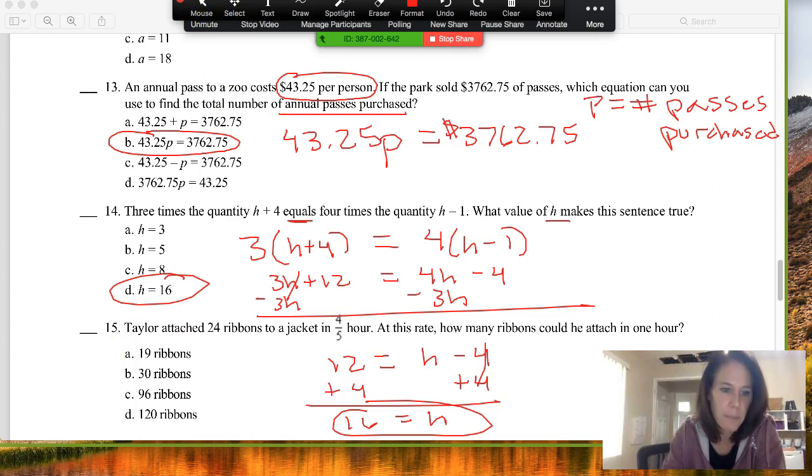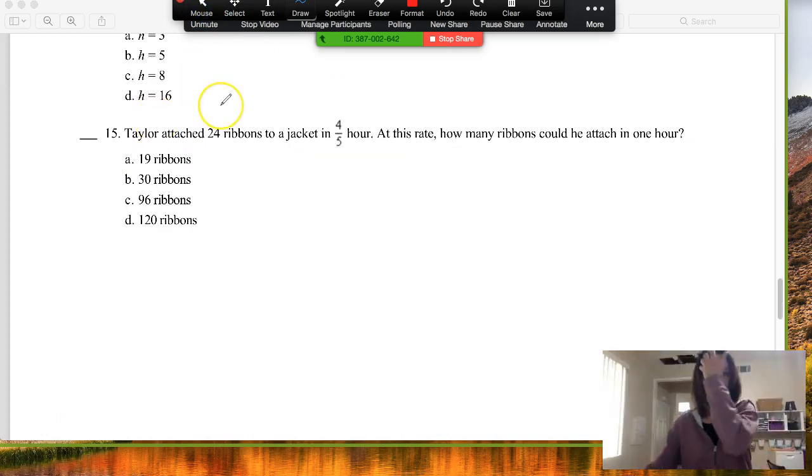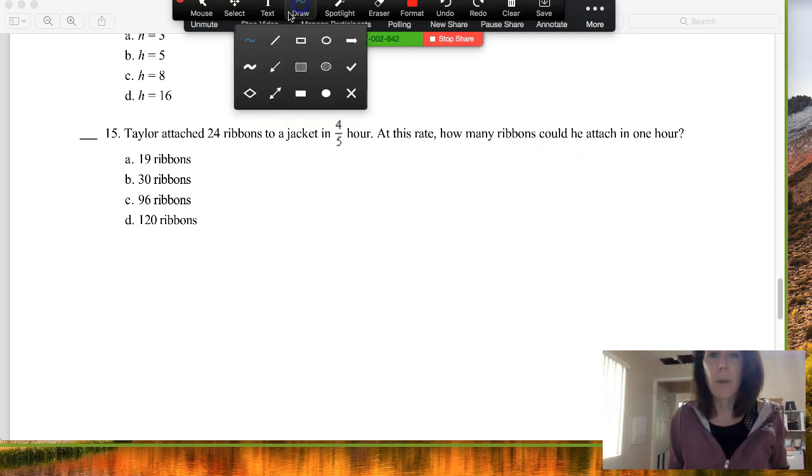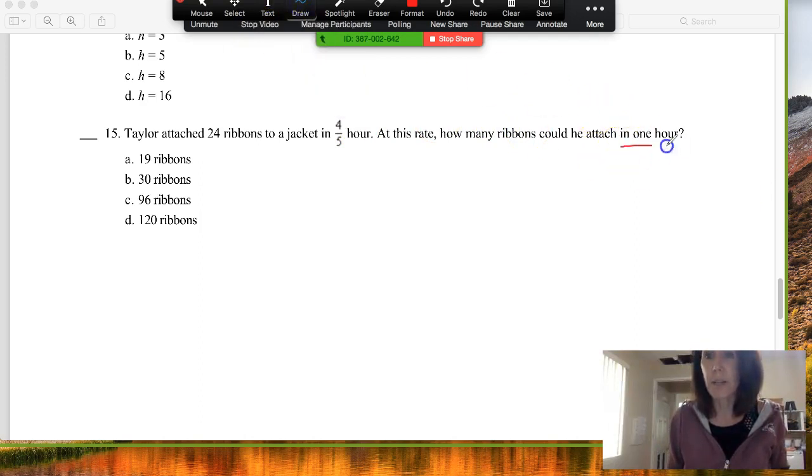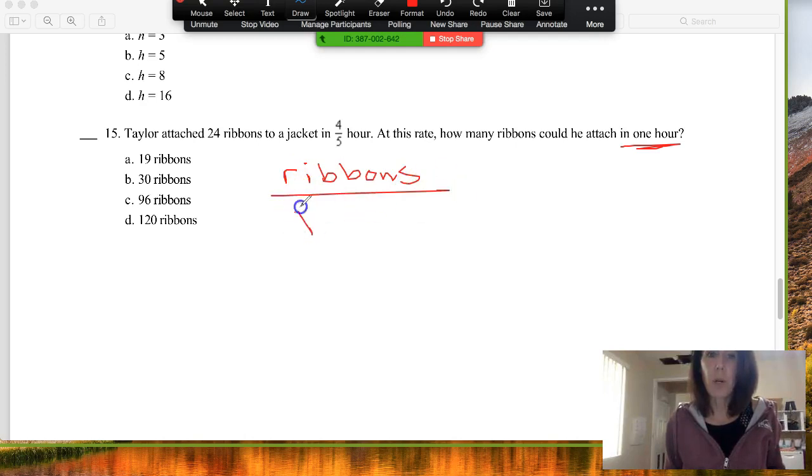Okay, let's look at number 15, our last one. Taylor attached 24 ribbons to a jacket in 4/5 of an hour. At this rate, how many ribbons could he attach in 1 hour? So 1 hour means you look for the unit rate. How many can you do in 1 hour? So if I think of it like this, this is how I like to do these: ribbons per hour.